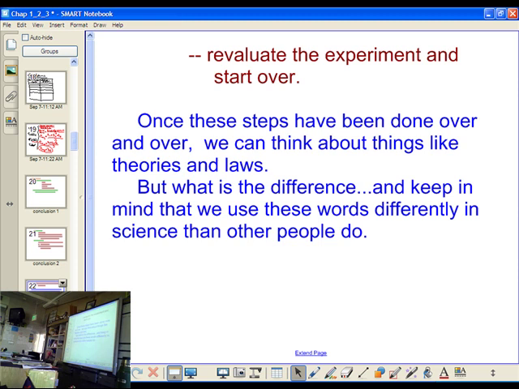So everybody understand what we're doing for the rest of the period? Once you finish your lab, put it in the box and find something to do quietly. Questions? All right, let's get to work.